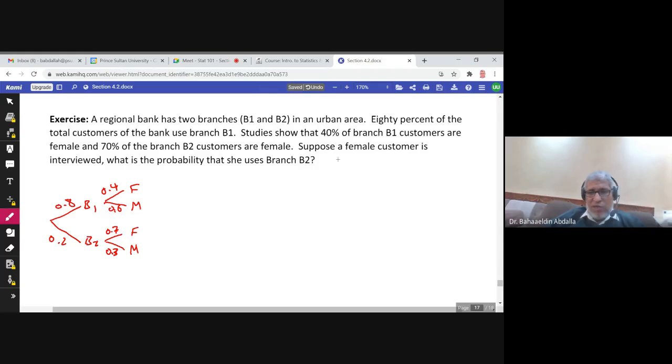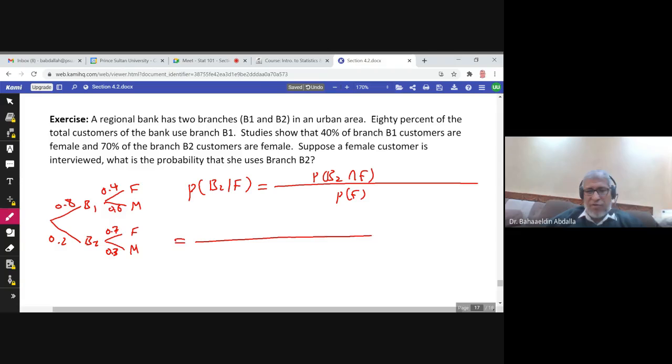Now, what is the question? Suppose a female customer is interviewed. So I know that the customer is a female. What is the probability that she uses branch B2? So he is asking for the probability of B2 given F. By definition, this is the probability of female in the denominator, and here the probability of B2 intersection F. I can find that from the tree diagram easily.